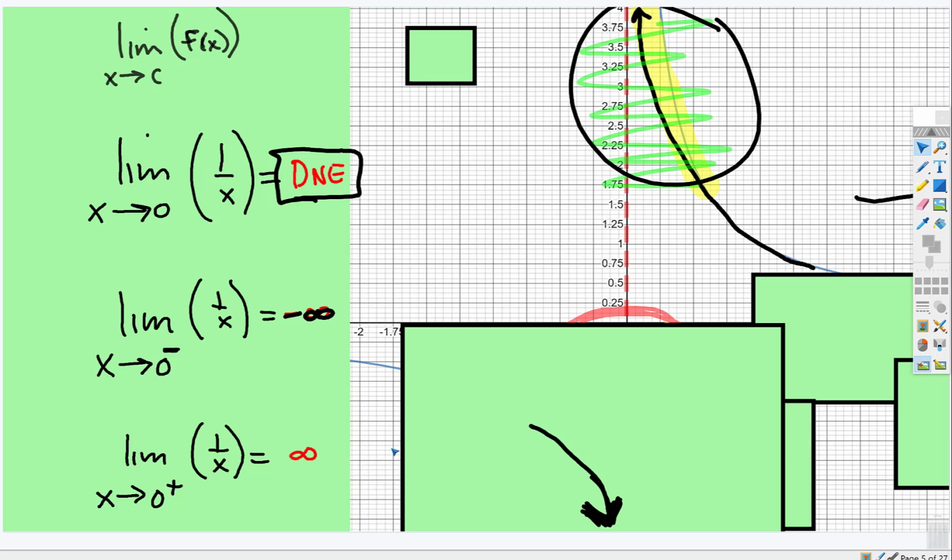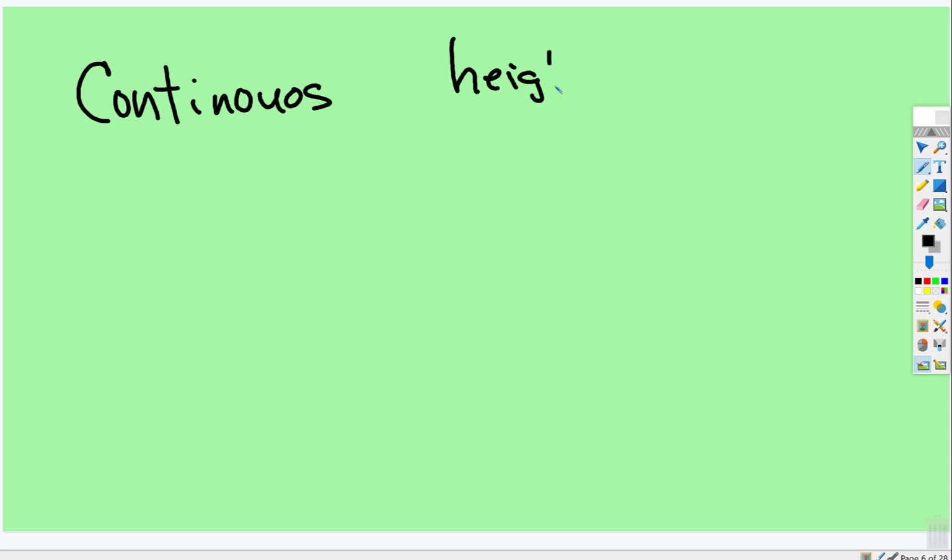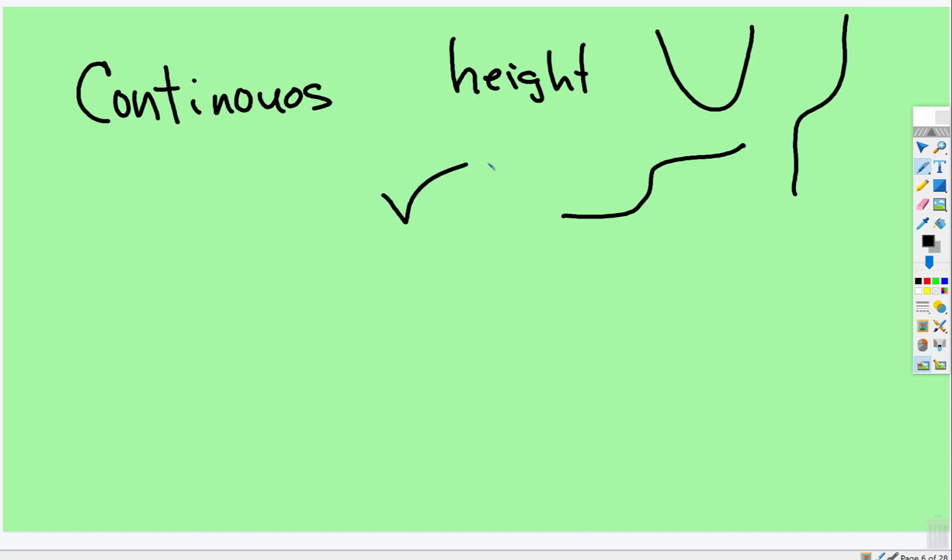So the big idea is when you have continuous functions, so continuous graphs, you will be approaching a height, right? Parabola, cubic, cube root, square root. All of these are continuous. As you're approaching an x value, you're going to get a height.